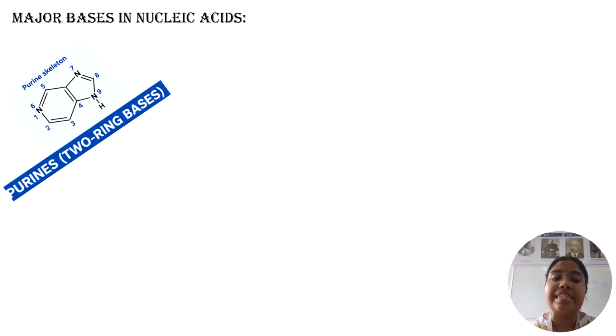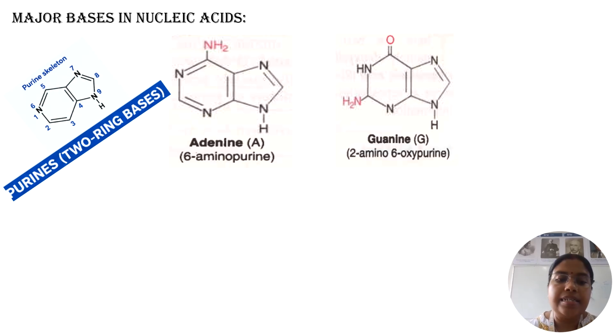Then what are the major bases in the nucleic acids? Purine and pyrimidine are the main ones. Purine is a 2-ring base, and the purines are of 2 types. One is adenine and another one is guanine. In adenine, at the 6th position an amino group is attached, so it is also known as 6-aminopurine. Whereas guanine is known as 2-amino-6-oxypurine.